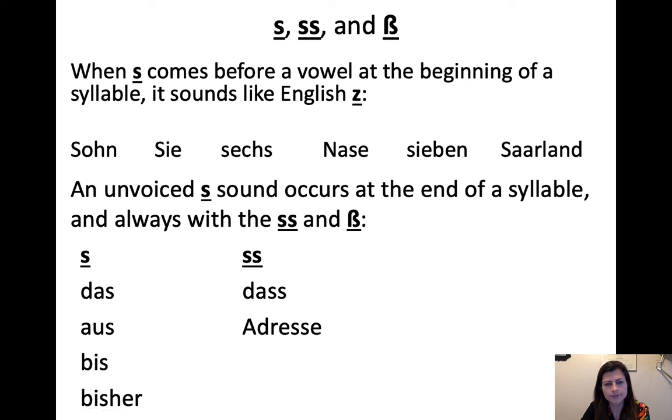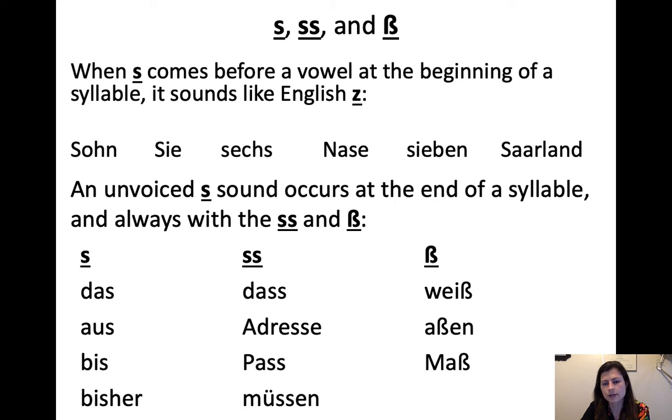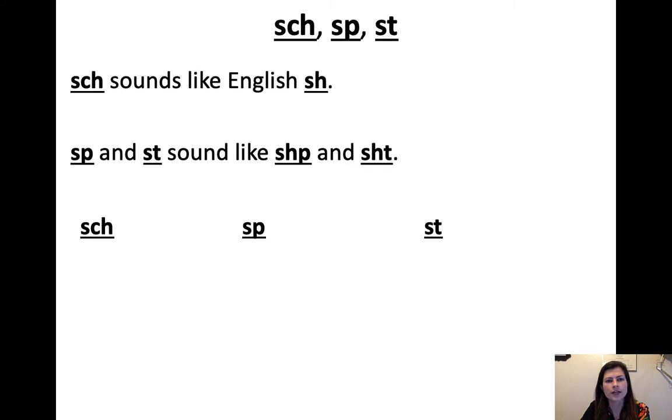Adresse, Pass, müssen. And then the Eszett, which is the same as the double S. Weiß, aßen, Maß, heißen. Yeah. Okay, and then this is a fun feature of German phonetics.